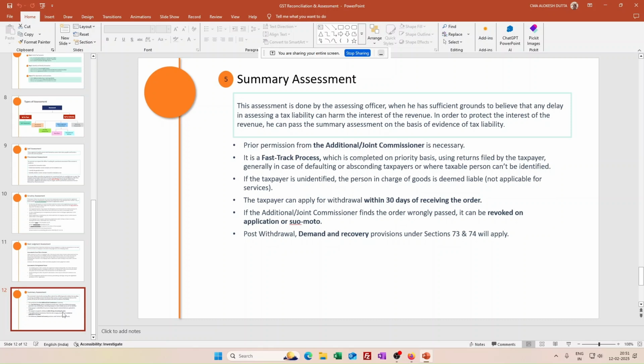So these are the cases for GST assessment and reconciliation part, scrutiny part. If you have any question on this point, on any point, please tell me, I'll explain again.